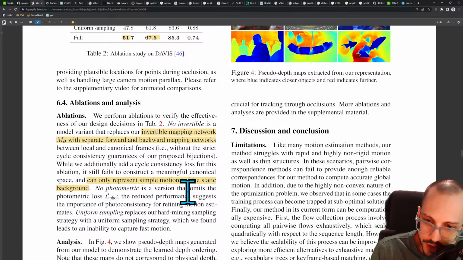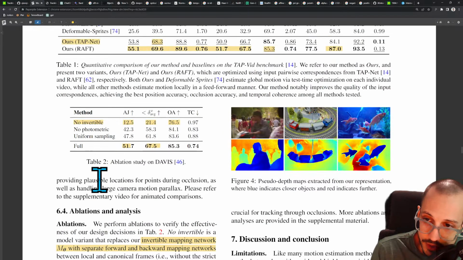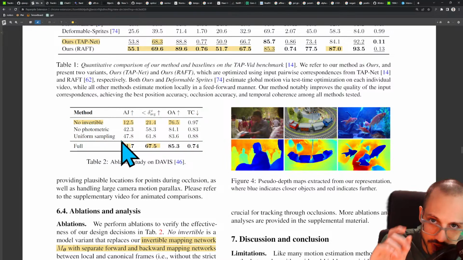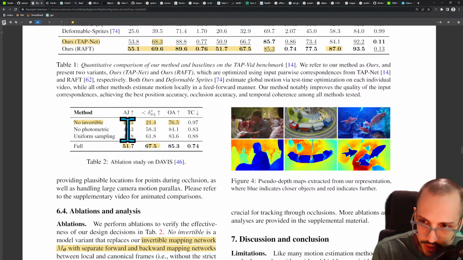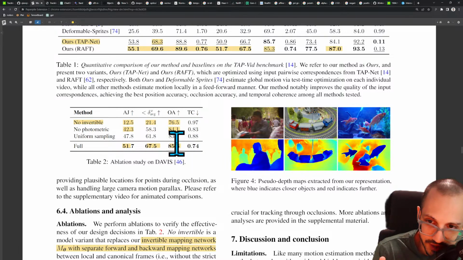No photometric is a version that omits the photometric loss. So this is the loss that pulls the colors together, so makes the colors consistent between different points. You can see how this one does seem to give you a pretty good improvement here. Or no, it doesn't. Never mind. Whether or not you have the color, it doesn't seem like the color loss is adding that much.